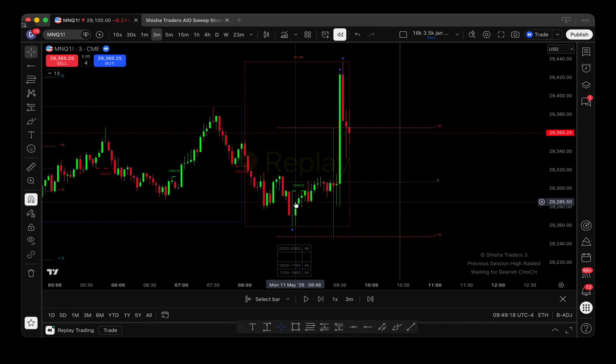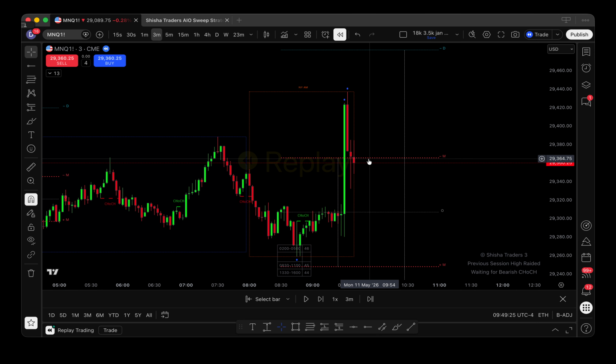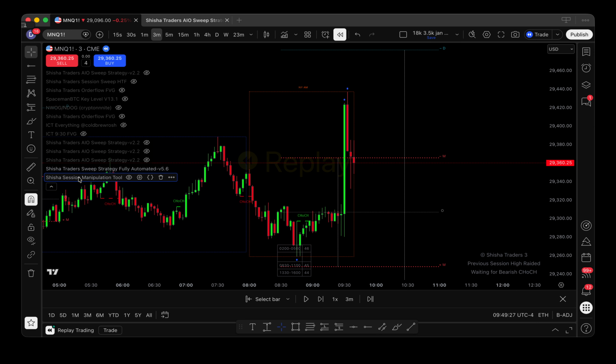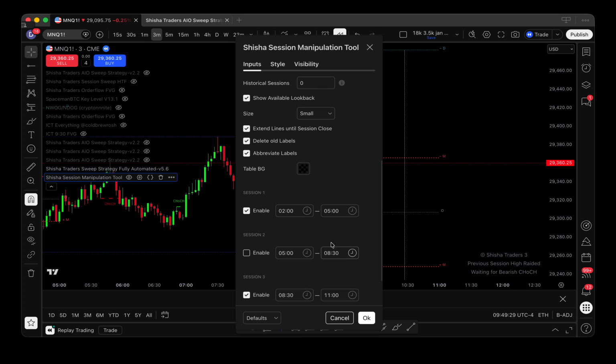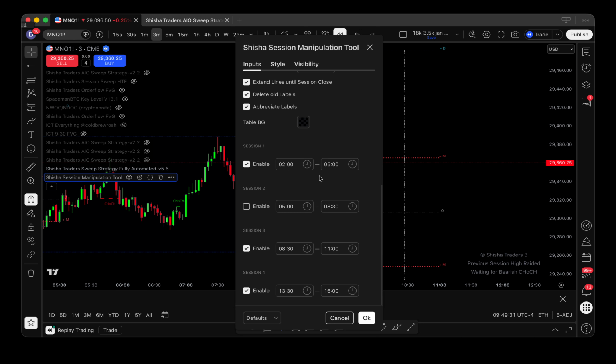So you see this trade worked out without actually hitting the manipulation level. It went straight up. But that's based on these settings. It's based on the default sessions, kill zones or sessions that you see on the internet from forex. 2 a.m. to 5 a.m. for London, 8:30 to 11 for New York AM, and PM is this.